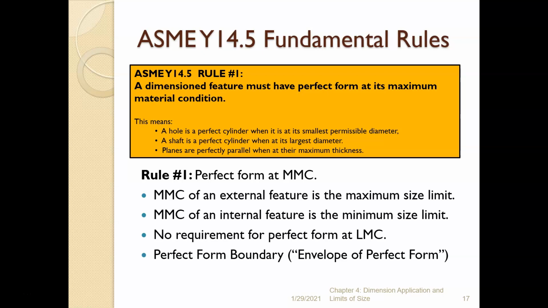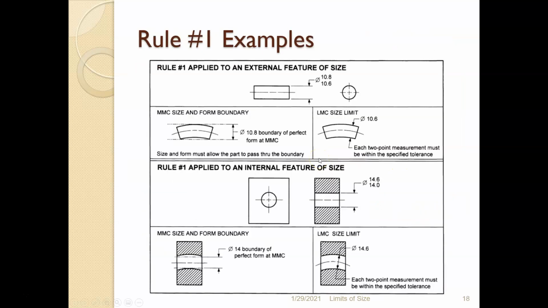Planes are perfectly parallel when at their maximum thickness. All right. So to paraphrase rule number 1, it says you have to have perfect form at MMC. All right. So the other way to talk about this is called the perfect form boundary, or the envelope of perfect form. All right. So let's look and see what that means and how it's applied.